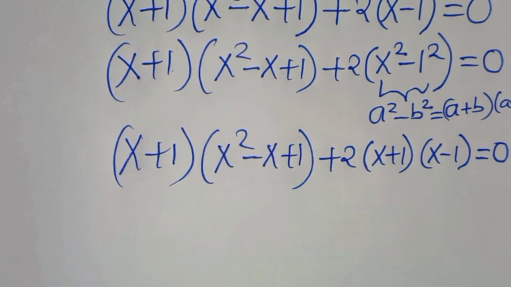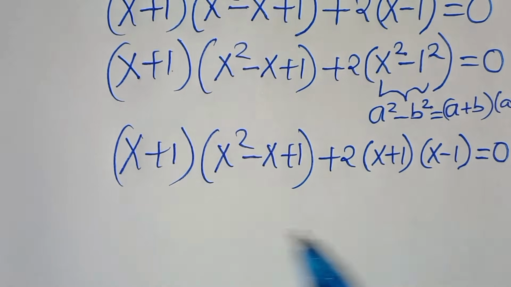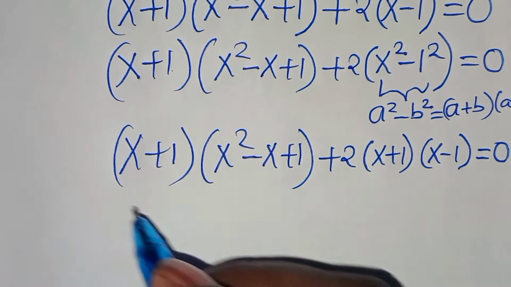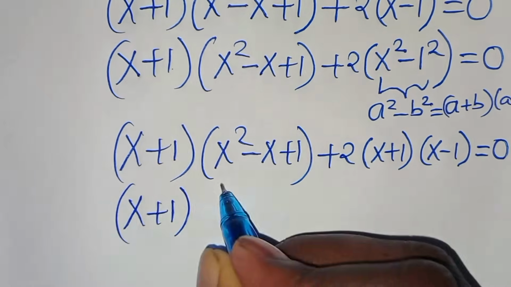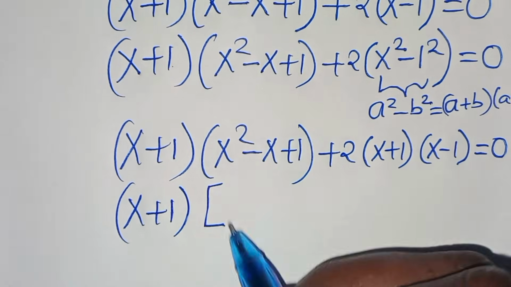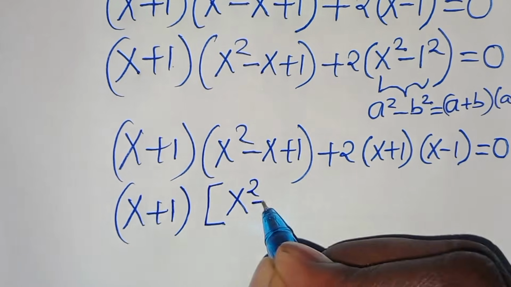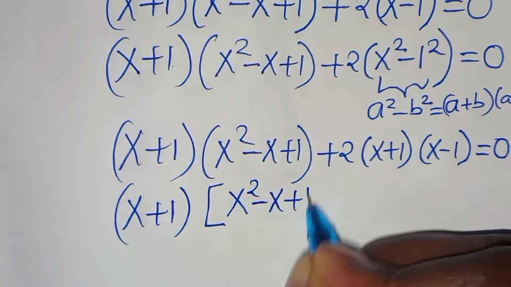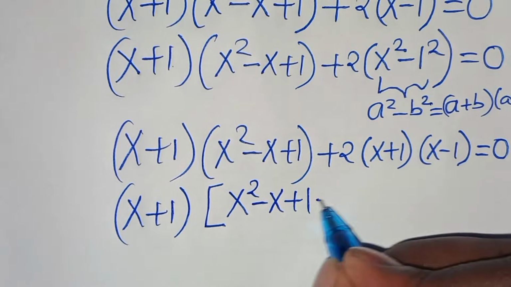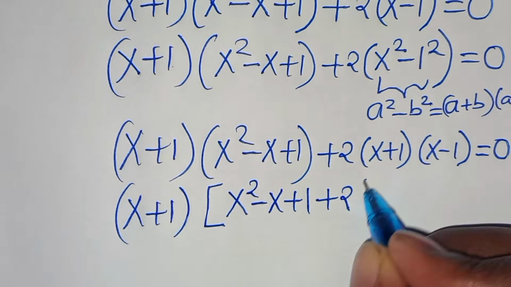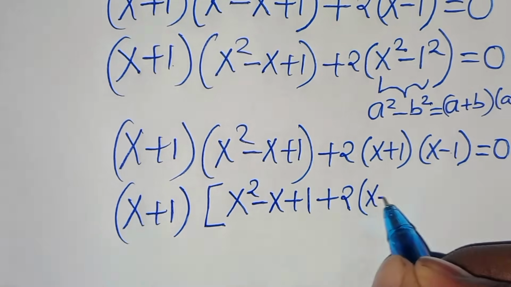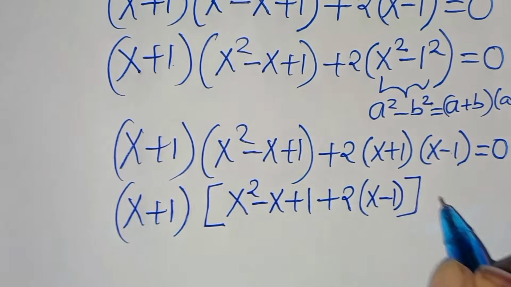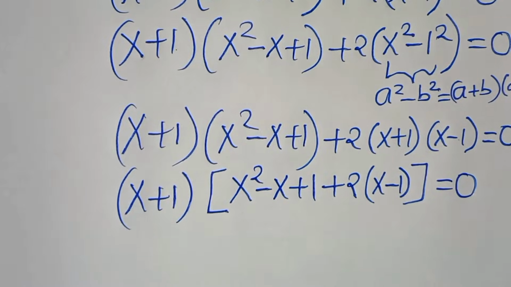Now, this means that x plus 1 is common here, so we can factor out x plus 1 into the parentheses. This is x to the power of 2 minus x plus 1. Now, here we have plus 2 multiplied by x minus 1, close the parentheses. This is equal to 0.